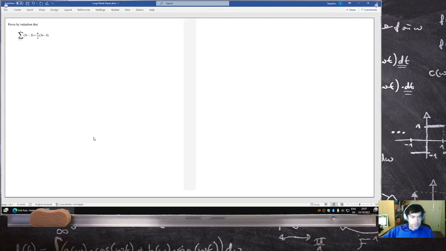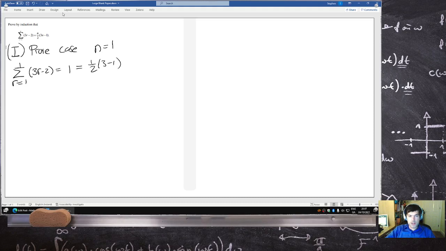Okay, let's prove this by induction. So firstly we want to prove the first case, n is 1, so the sum from 1 to 1 of 3r minus 2, that would just be 1. And does that equal 1 over 2 times 3 minus 1? Well, that's true.